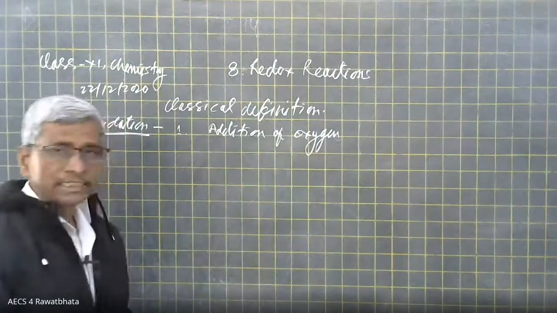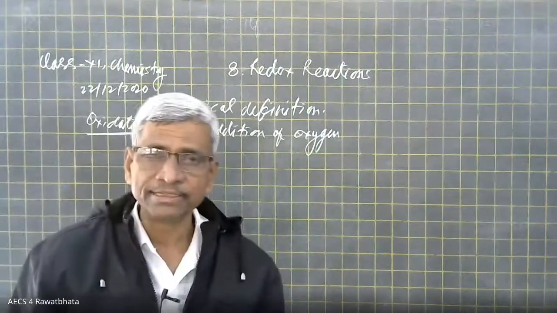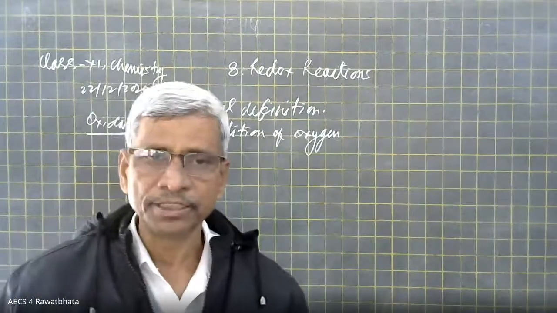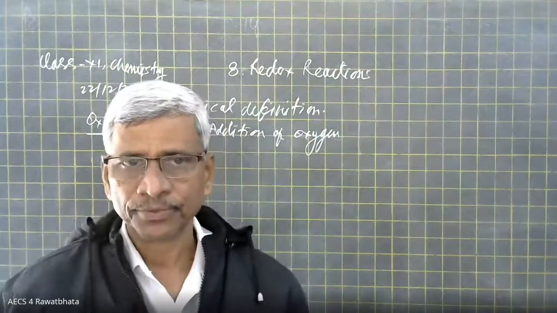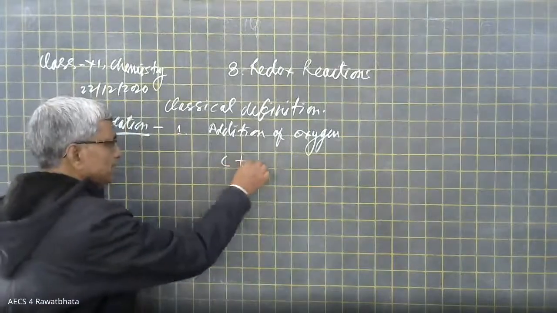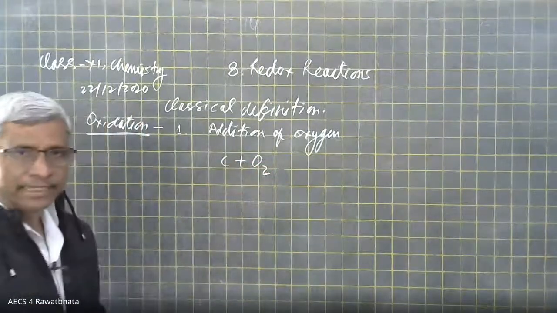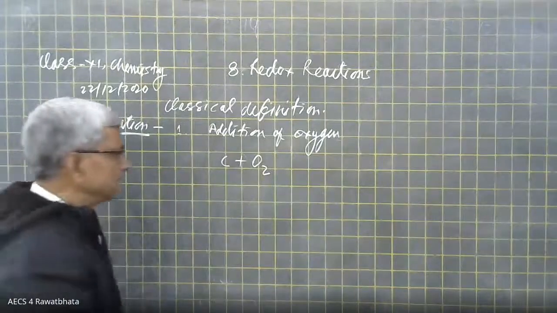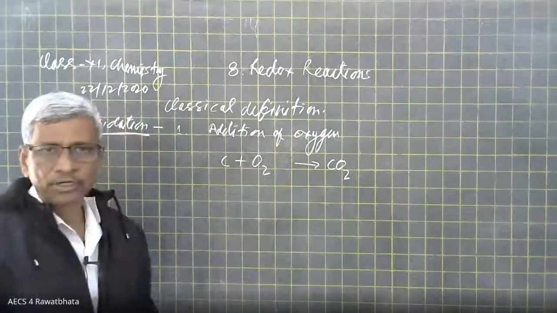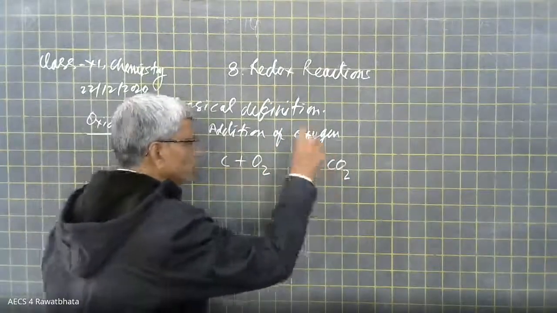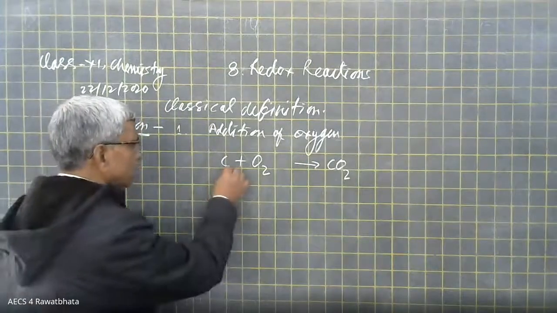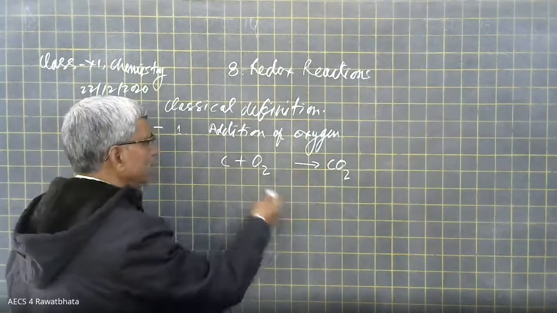Addition of oxygen. This concept says that addition of oxygen is oxidation reaction. In any reaction, if oxygen is going to add, it is oxidation reaction. Like when we burn carbon, C plus O2, burning of coal in air, it gives CO2. Here oxidation of carbon is going on. Carbon gets oxidized into CO2. That's why it is an oxidation reaction. Here carbon burns and forms carbon dioxide.